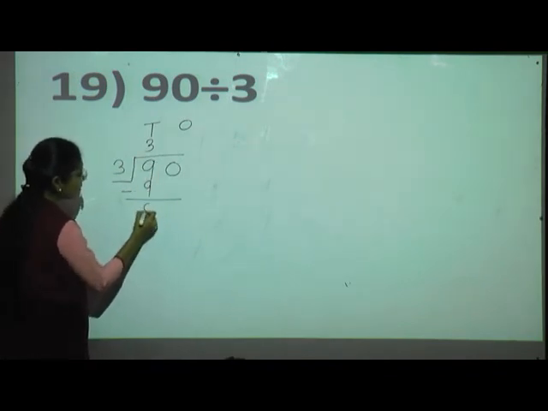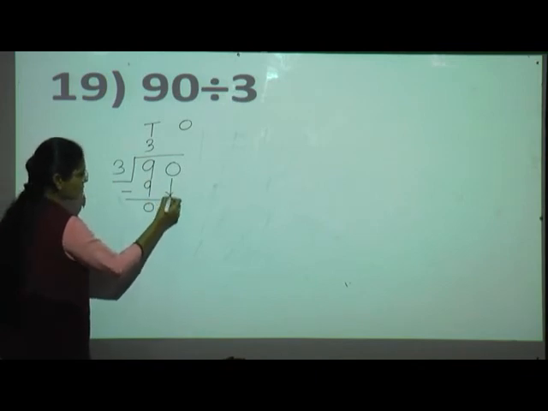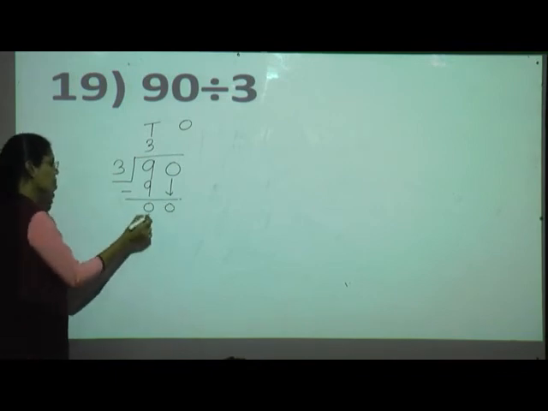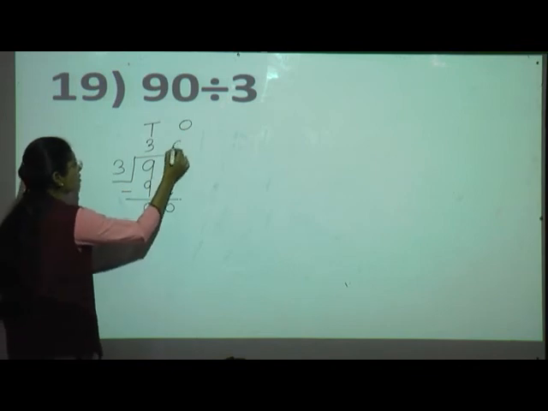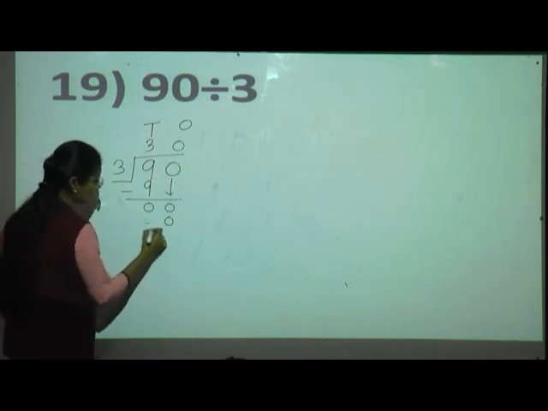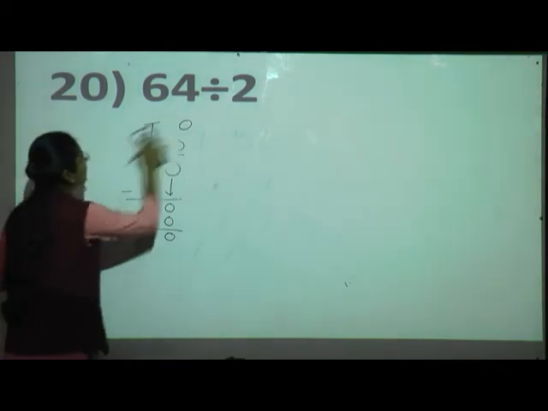9 minus 9, 0. In the next step this number we have to take down. Here 0 is there, so we will write here 0. Okay, so 0 divided by 3, 0 only. Okay, so 0 minus 0 we will get the answer, remainder 0. Okay, so what is the answer? 90 divided by 3 is equal to 30. Okay, next, 64 divided by 2.